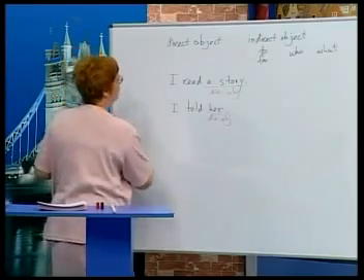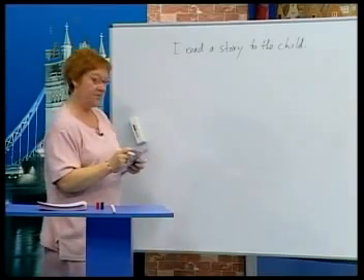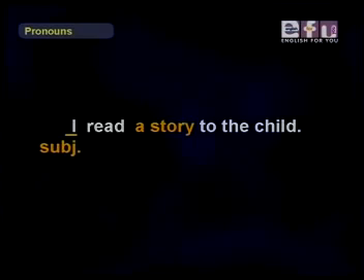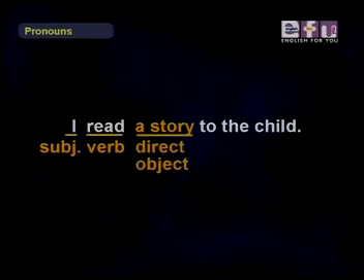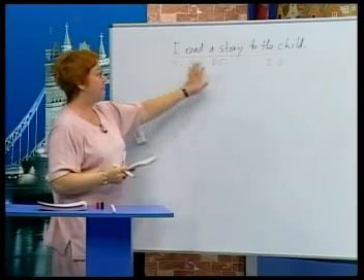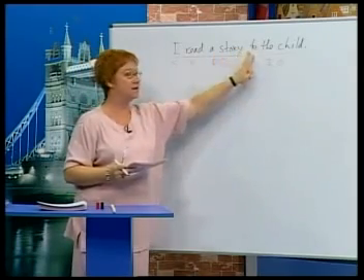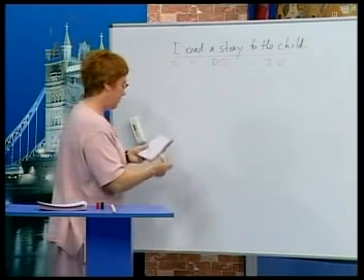Now, here are some more sentences. And let me make some room here. I read a story to the child. Now, let's look at this sentence. Subject, I. Read is the verb. A story is the direct object. And to the child is the indirect object. Okay? I read what? A story. To whom? To the child. Okay? First and second.